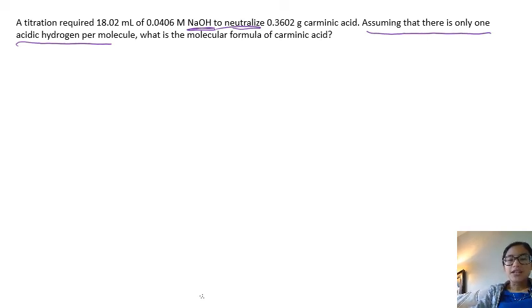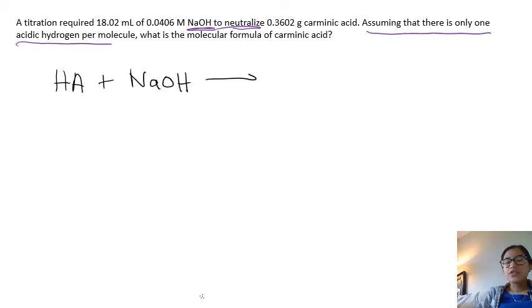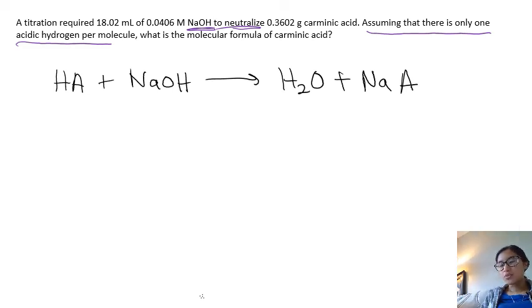What I mean by that is you can just write out carminic acid as a symbol. So HA will stand for carminic acid. You've got your acidic proton out front, the rest of carminic acid, whatever it is, in the back. You're reacting that with sodium hydroxide. And just like all other neutralization reactions, you're going to get water and the leftover counterions, which would be sodium in this case, and whatever the rest of carminic acid is. We're not really going to worry about the rest of carminic acid because that's not what's important for this equation.